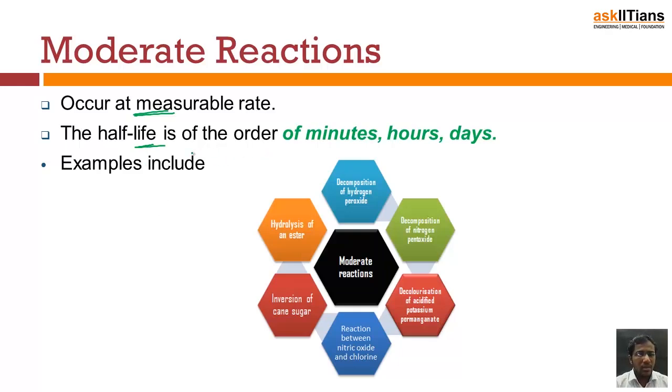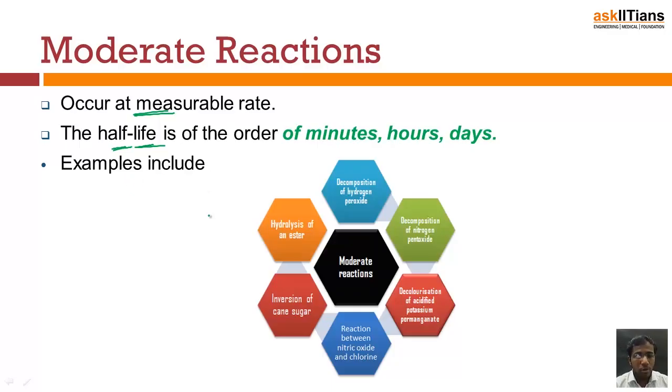Here, instead of taking the complete life, half-life is taken, because half-life can be calculated easily as compared to complete life. So this half-life is used to compare the rates of reaction. If the half-life is less, then the reaction is fast. If the half-life is more, then the reaction is slow.